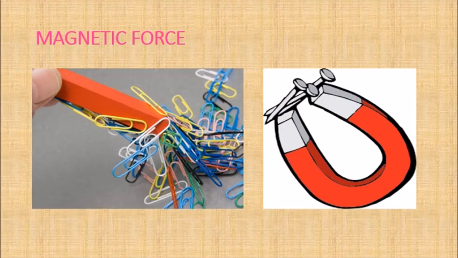Now next, the fourth type of force, is magnetic force. Can you all guess what is magnetic force? Well, the force which is exerted by a magnet is called the magnetic force. In a pin holder, you may find that there is a magnet, and the magnet attracts the pins. This is called the magnetic force, the force which is exerted by magnets.